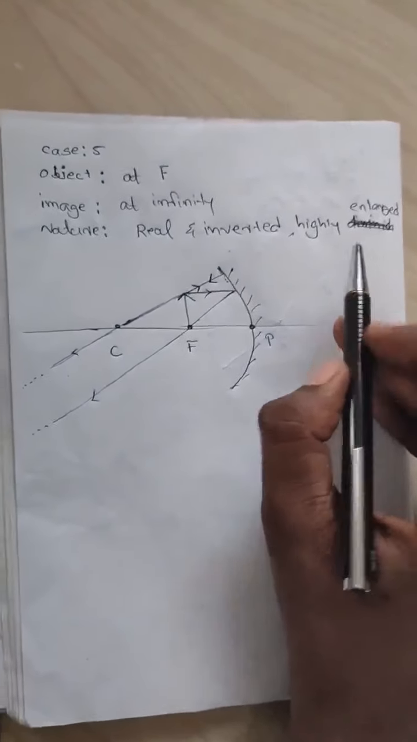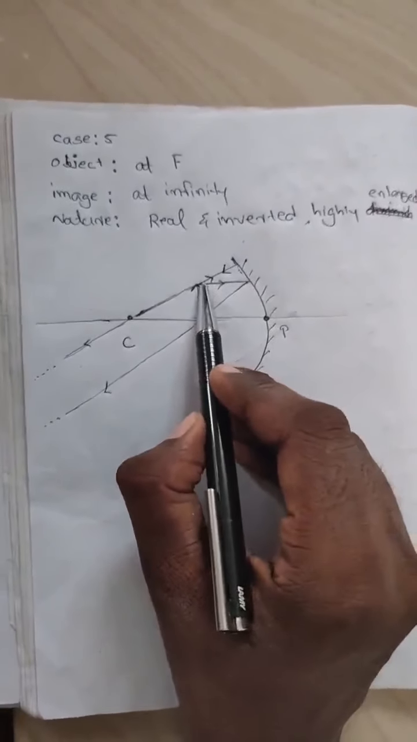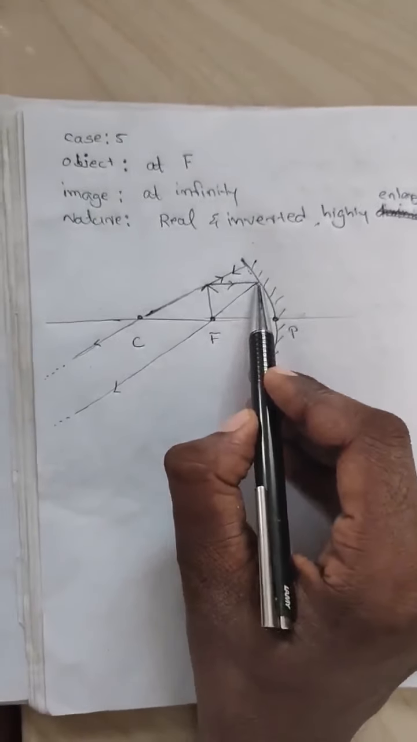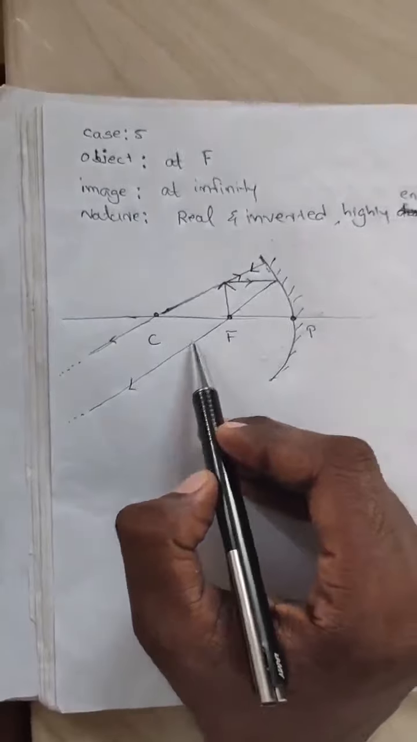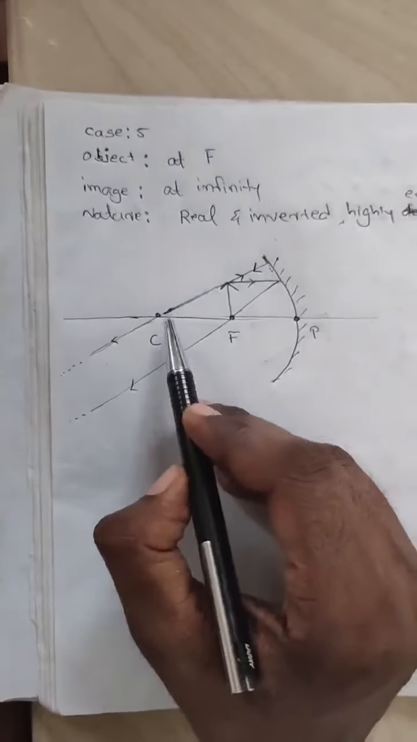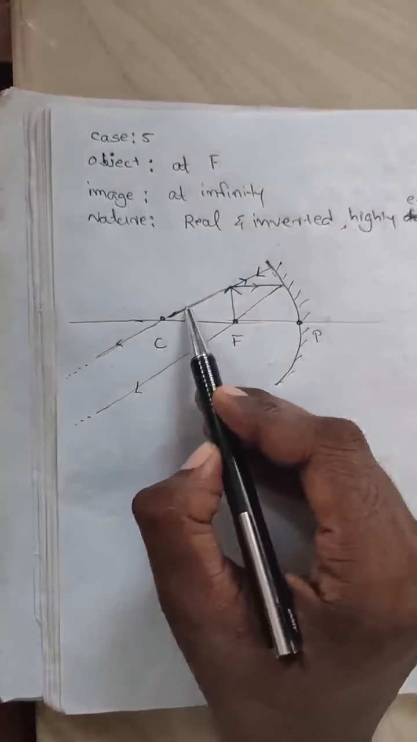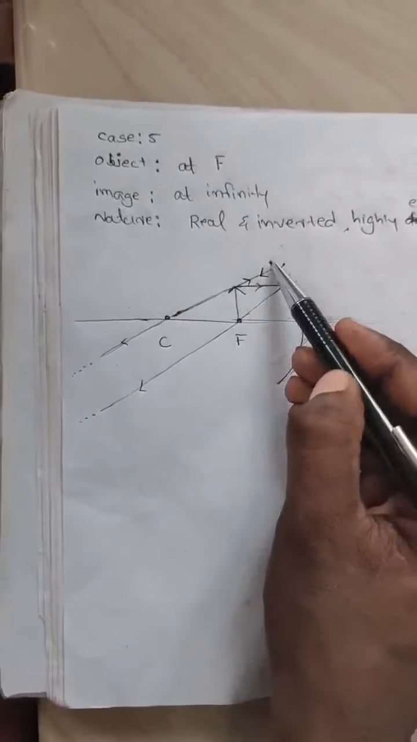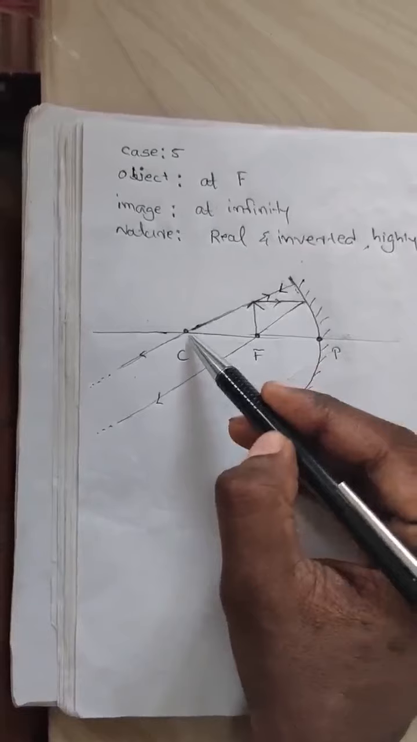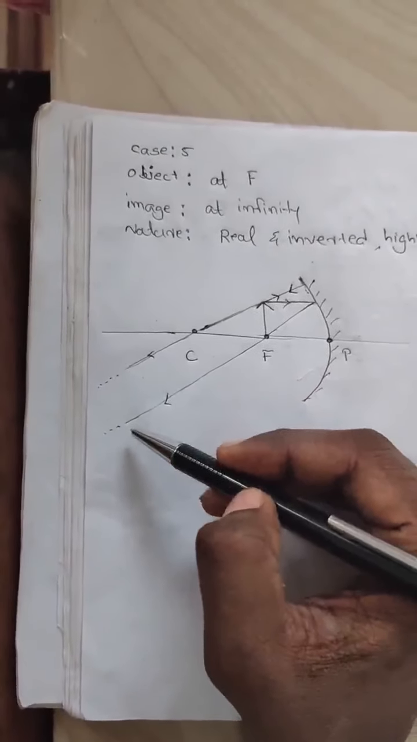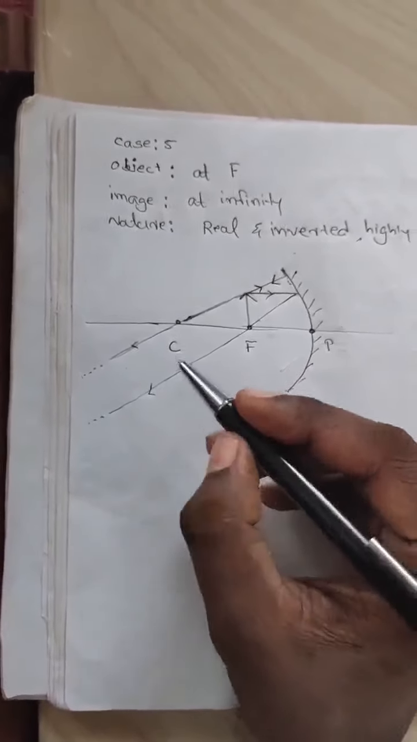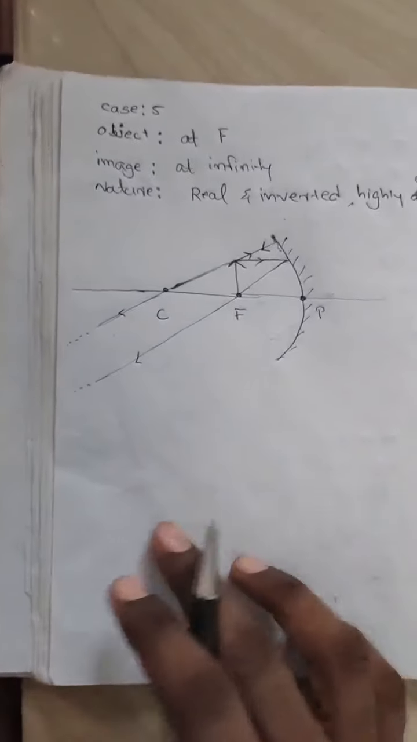Okay, we are using these two rays. First ray, incident parallel to the principal axis, moves through the focus, and the ray which is moving through the center of curvature will reflect through the same path, and both the rays will move to infinity and meet at infinity. Okay, this is your case 5.